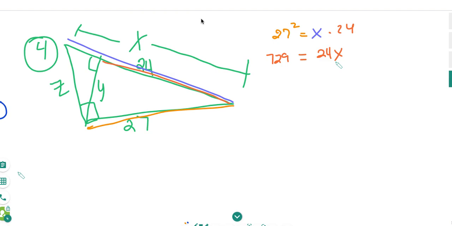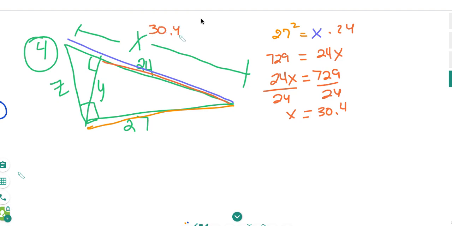We're going to do symmetrical. 24x is equal to 729. Divide by 24, divide by 24. X is going to equal 30.4. So I know that this hypotenuse is 30.4. So I found x. Next, we can go ahead and we can find y.